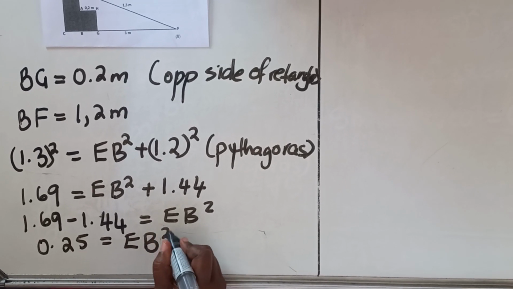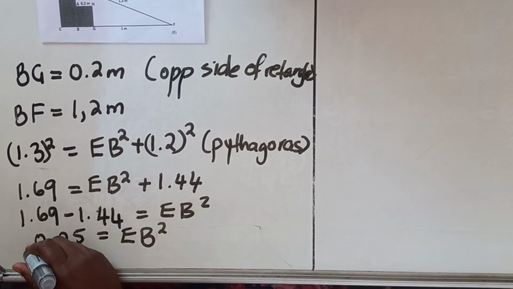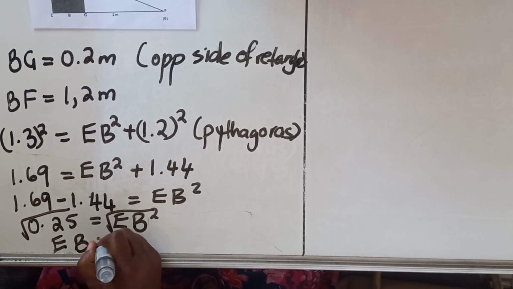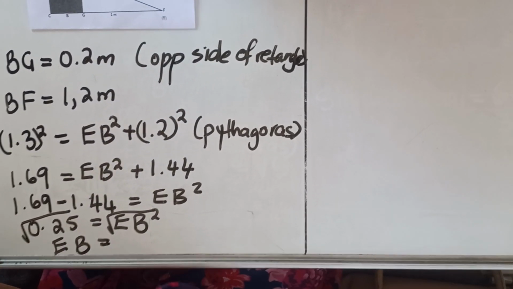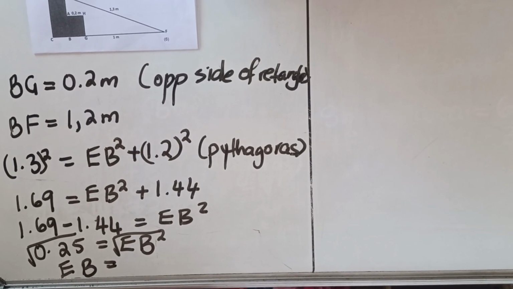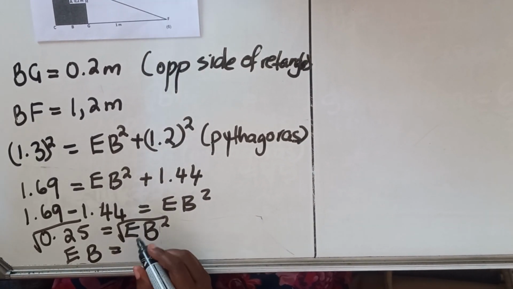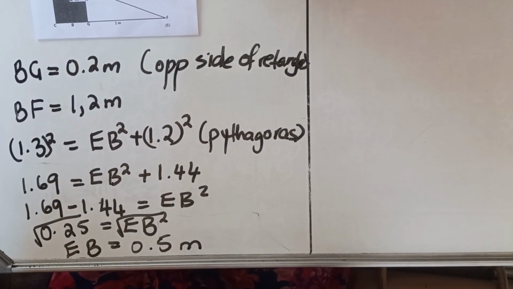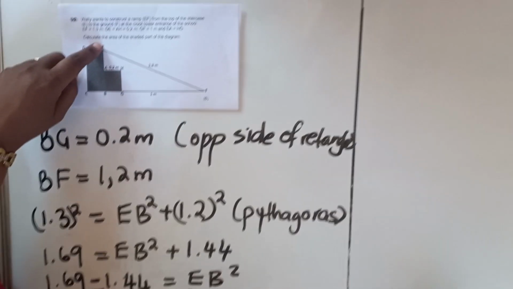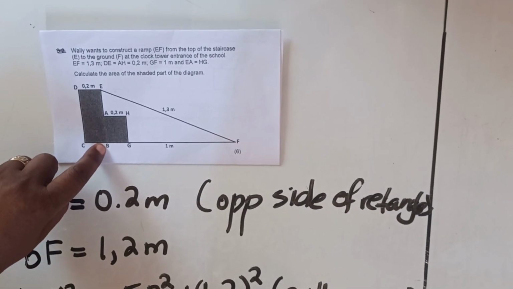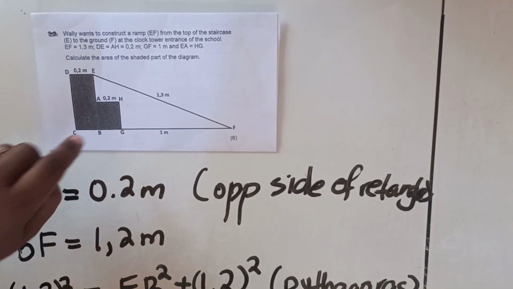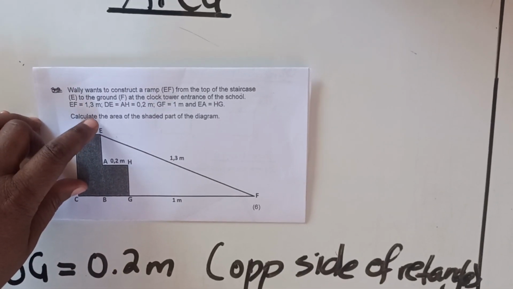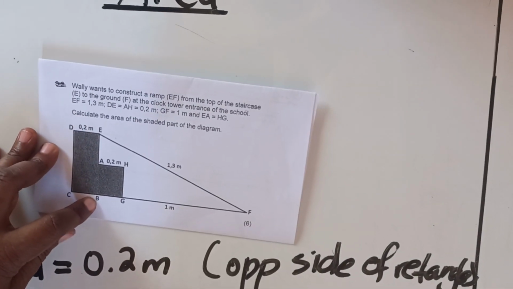This is not your answer. Your EB still has a squared, so I have to take the square root of both sides. Then I'll get EB is equal to the square root of 0.25, which is equal to 0.5 meters. So what does it tell us? Back to the drawing. It tells us this whole line EB is 0.5 meters.